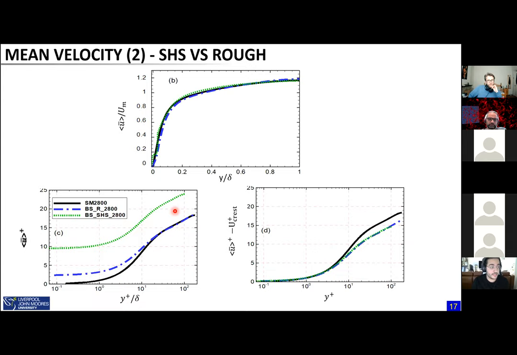For U minus U crest, we can see that in the viscous layer, all cases collapse with the smooth case. This suggests that the mechanism of drag change for both the rough and the superhydrophobic implementation are similar.